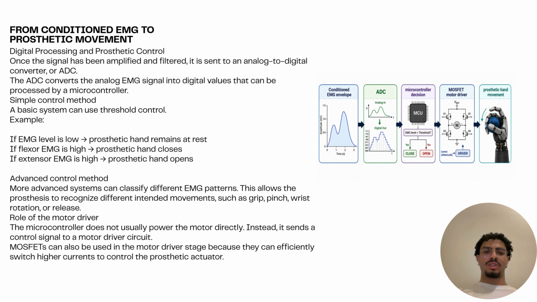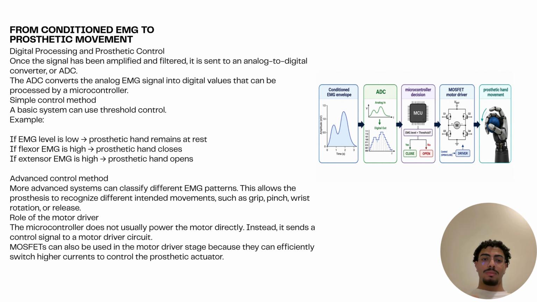So now that the EMG signal has been amplified and filtered, we send it to an ADC. The ADC converts the analog EMG signal into digital values that can be processed by a microcontroller. A simple prosthetic control system can use threshold control. For example, if the EMG level is low, the prosthetic hand remains at rest. If the flexor muscle EMG is high, the prosthetic hand closes. If the extensor muscle EMG is high, the prosthetic hand opens.